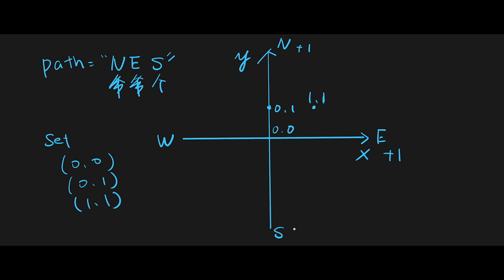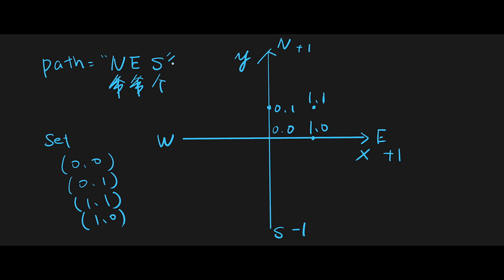South should be -1 for the y coordinate, right? So I think we are on this line, at 1, 0. Then check 1, 0 in the set, and there is no 1, 0, so just add 1, 0. And then we finish the iteration. So in this case, we should return false.